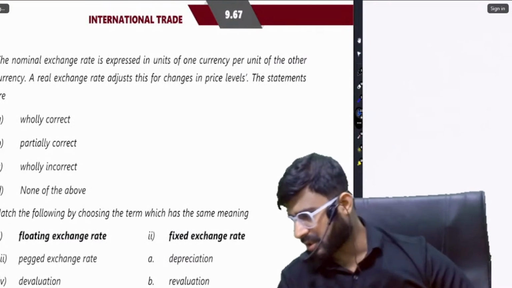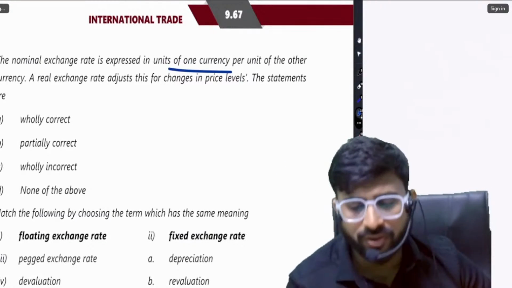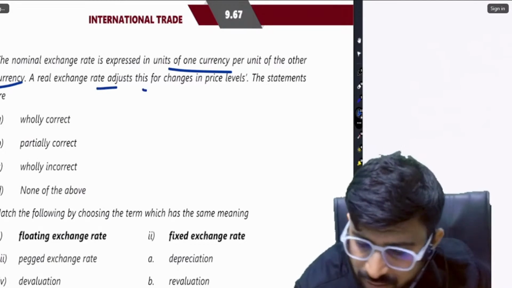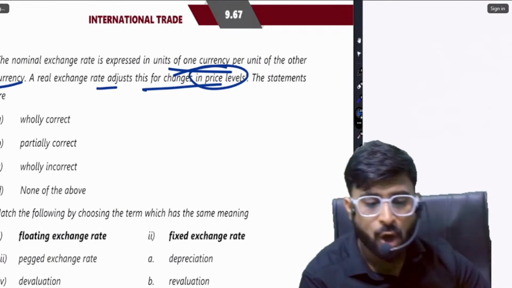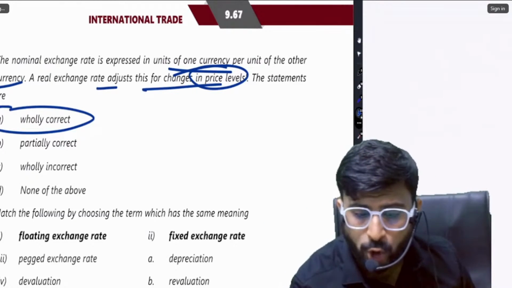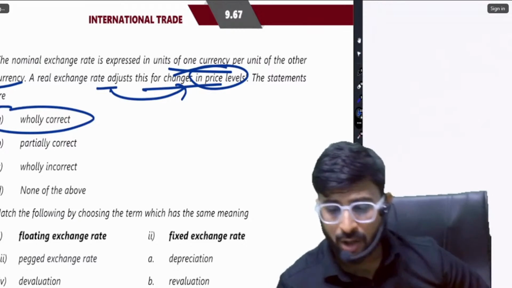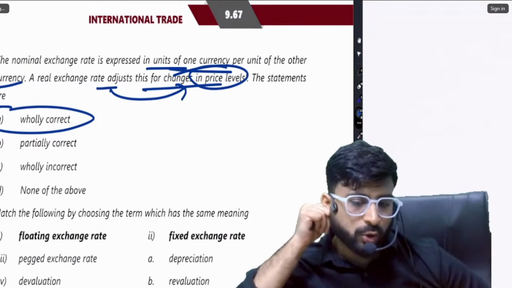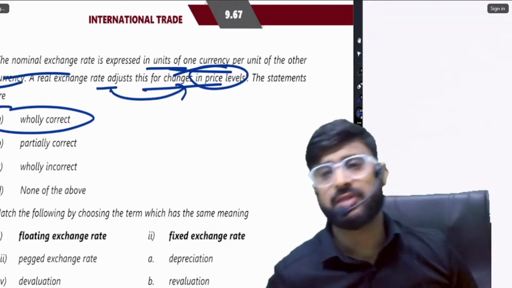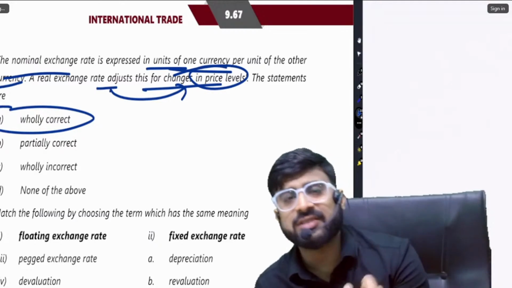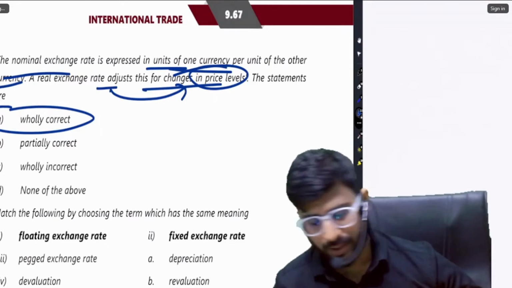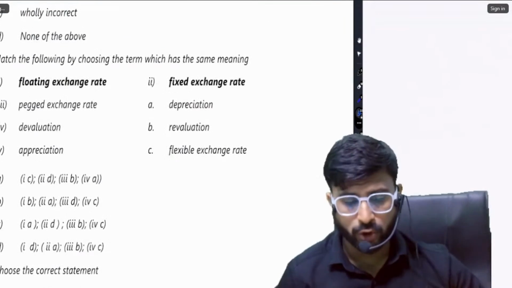The nominal exchange rate is expressed in units of one currency per unit of the other currency, right? A real exchange rate adjusts this for changes in price level. Very good statement. Wholly correct. I told you the real exchange rate adjusts for inflation, while the nominal exchange rate is just one unit of currency in terms of the other currency. It is just conversion. Nominal exchange rate is blind conversion, while the real value is considered by the real exchange rate. Correct answer. Absolutely. Moving on to the fourth one.